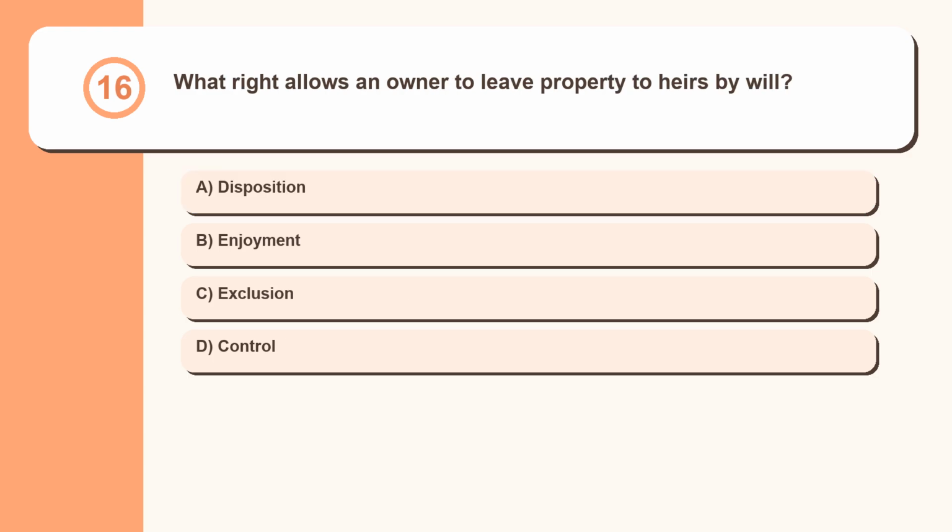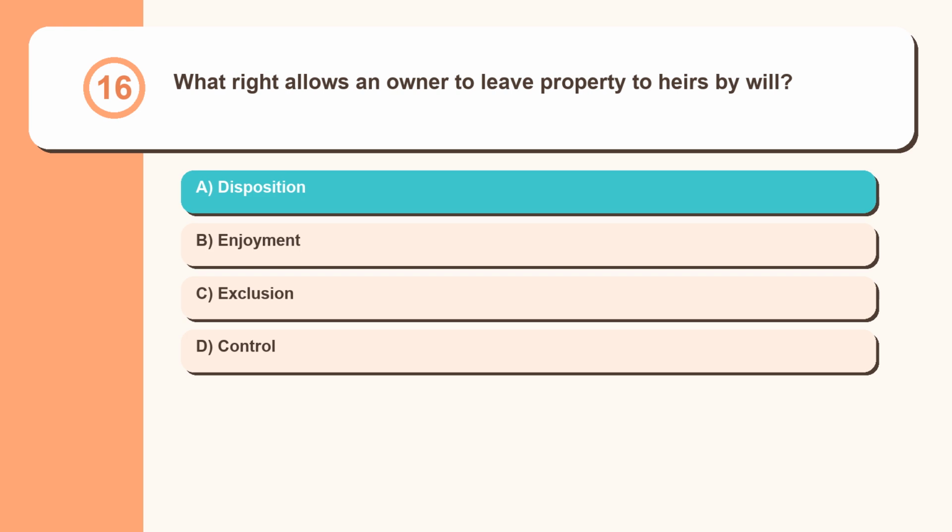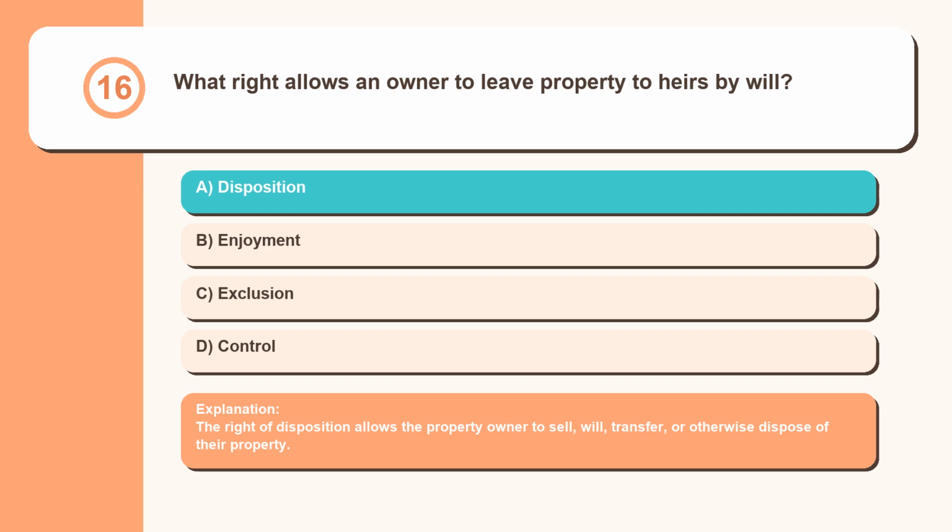Question 16. What right allows an owner to leave property to heirs by will? Disposition, enjoyment, exclusion, control. The right of disposition allows the property owner to sell, will, transfer, or otherwise dispose of their property.